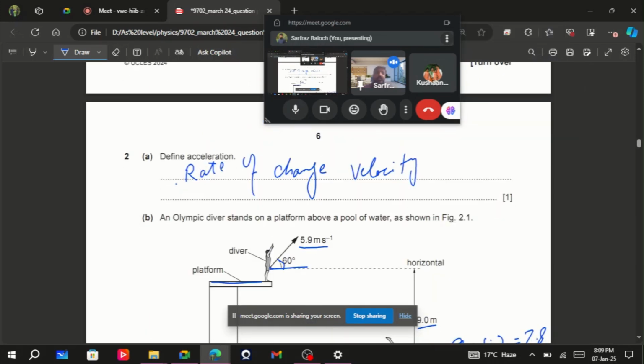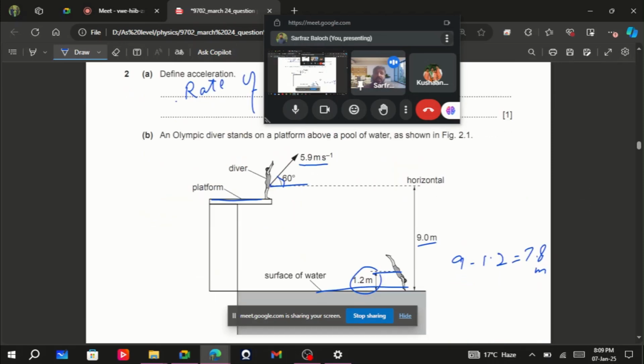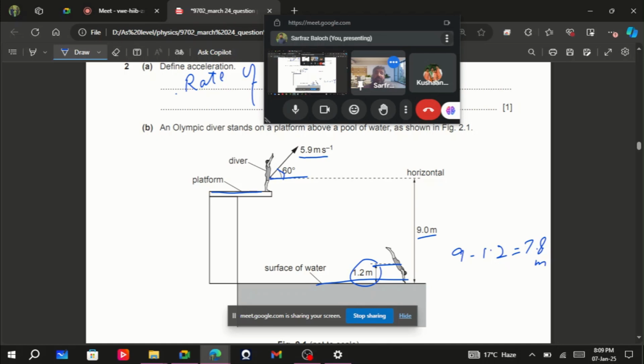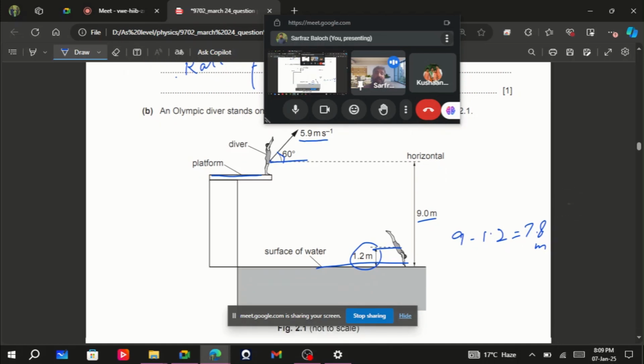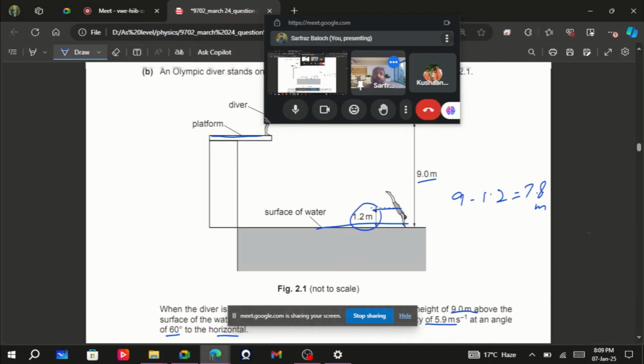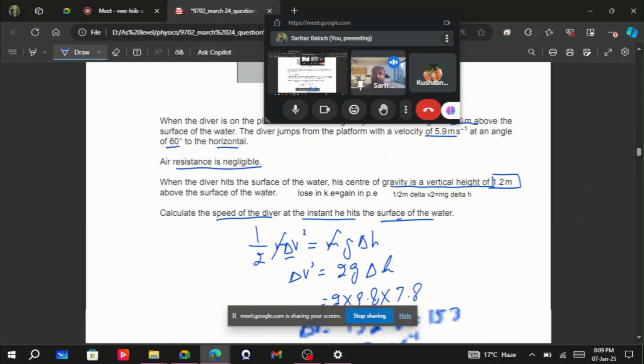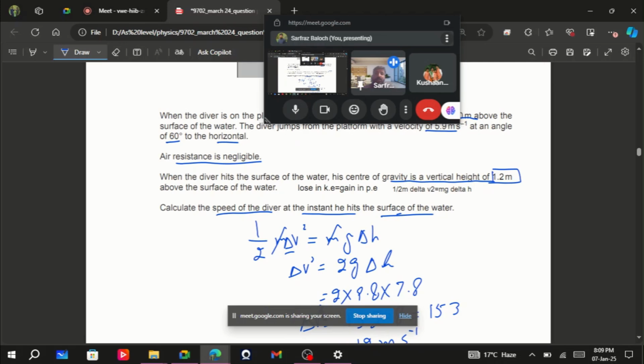Here is defined acceleration, simply rate of change of velocity. Next, here a person is standing and his initial velocity is 5.9 meter per second at an angle of 60 degree. Now he dives. The height from which he dives is 9 meter, and now his new position is 1.2 meter. Air resistance is negligible. Calculate the speed of the diver at the instant when he hits the water.